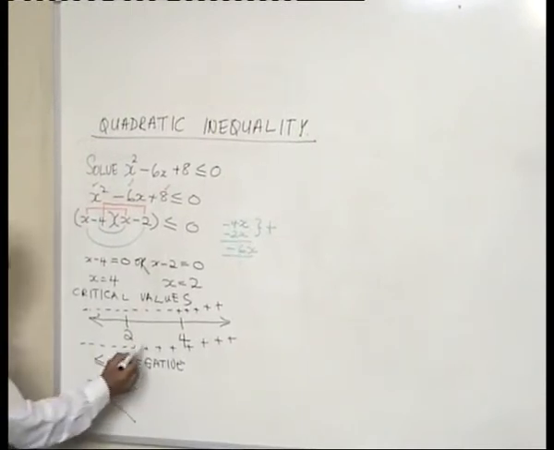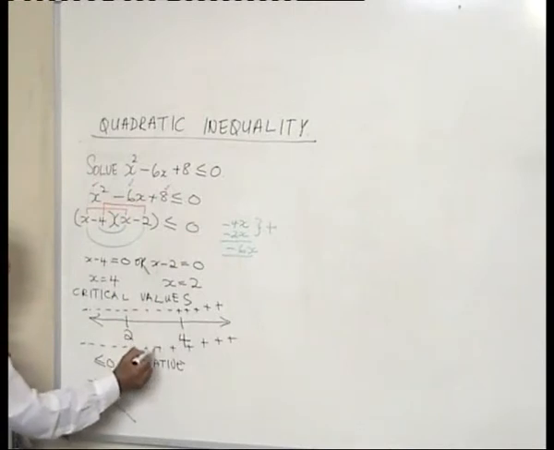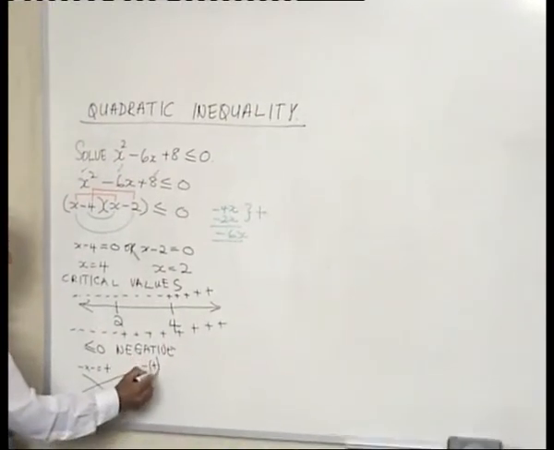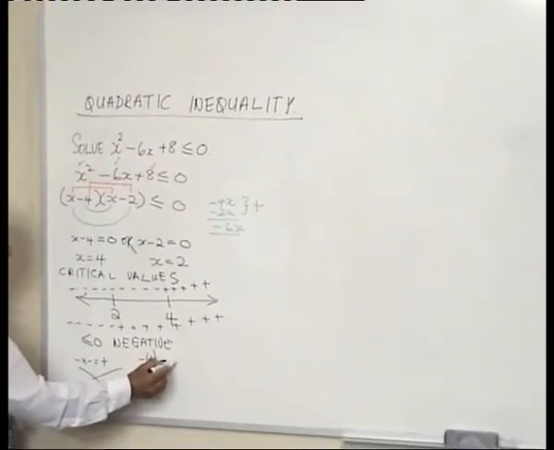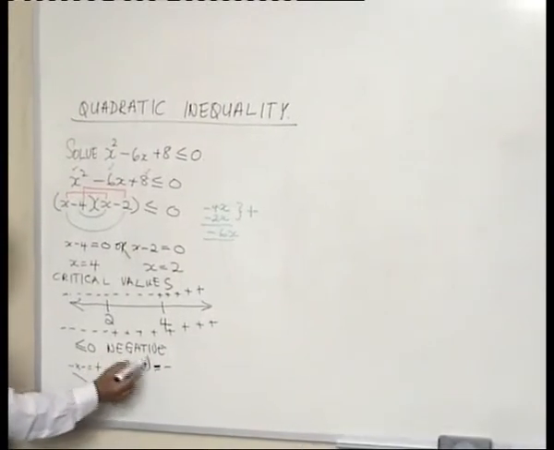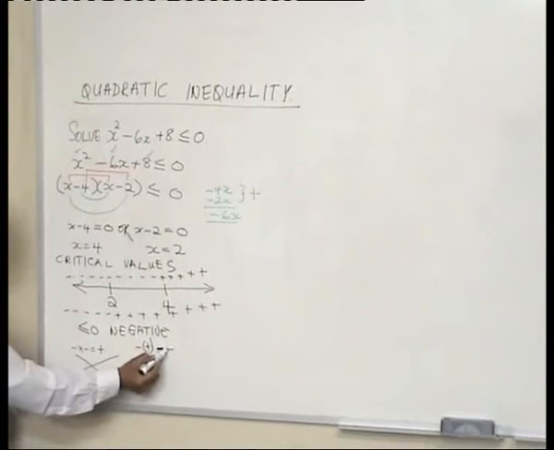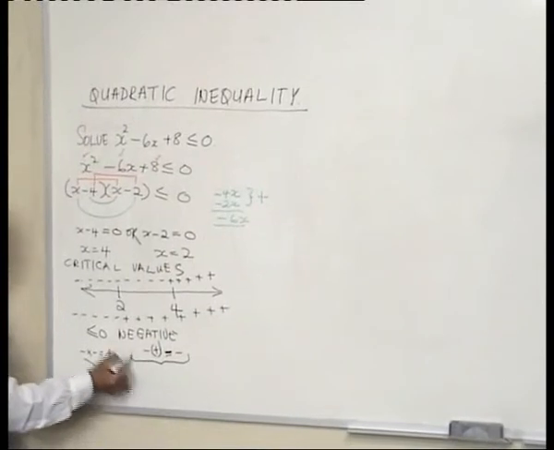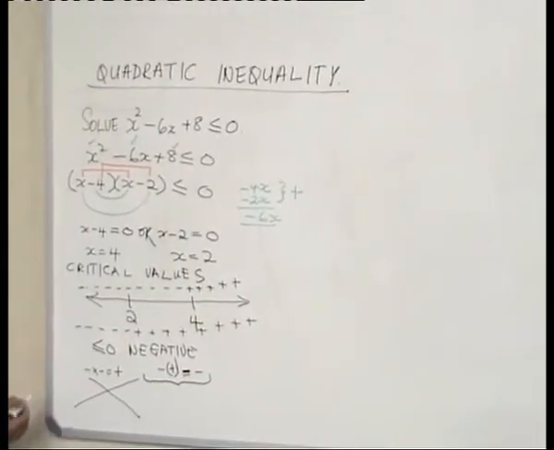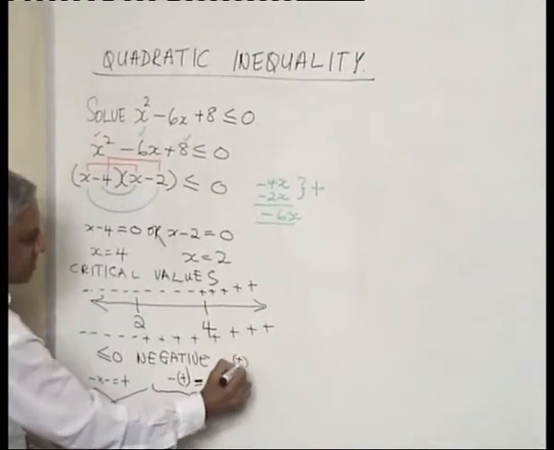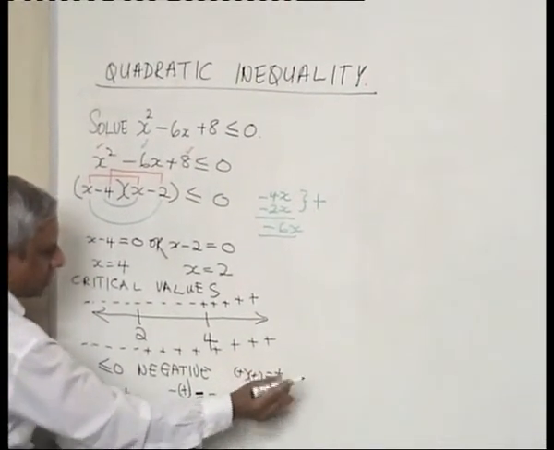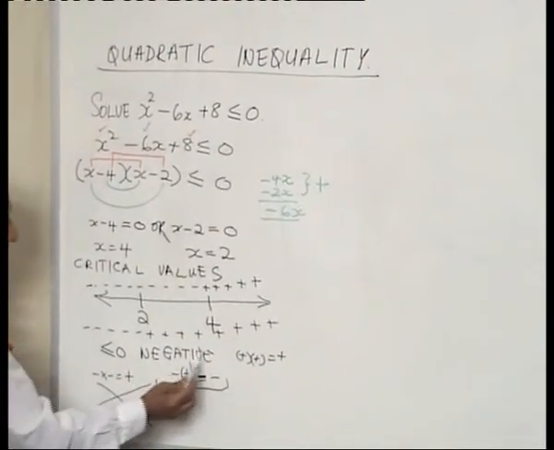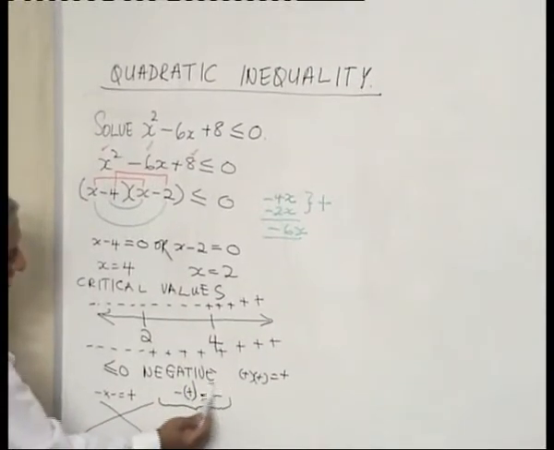Now, I check over here. Minus times plus gives me minus. Therefore, and I'm looking for negative, it is negative. Therefore, the answer is here. We are going to learn just now how to write the answer. And finally, we test over here. Plus times plus gives me plus, and I'm not interested in that because I'm looking for less than 0, which means I must find a negative result. And I have found the negative result is here.